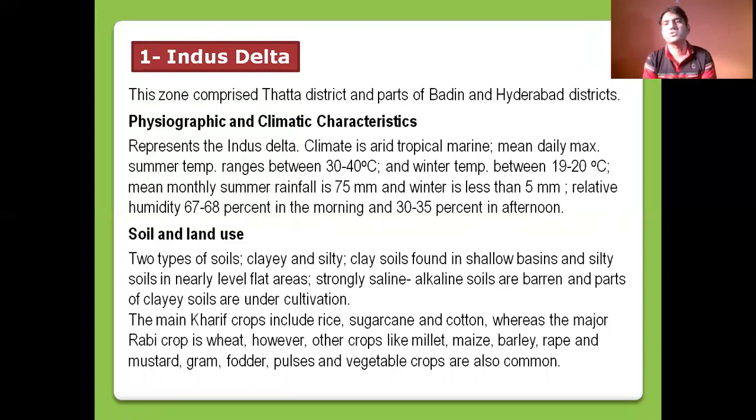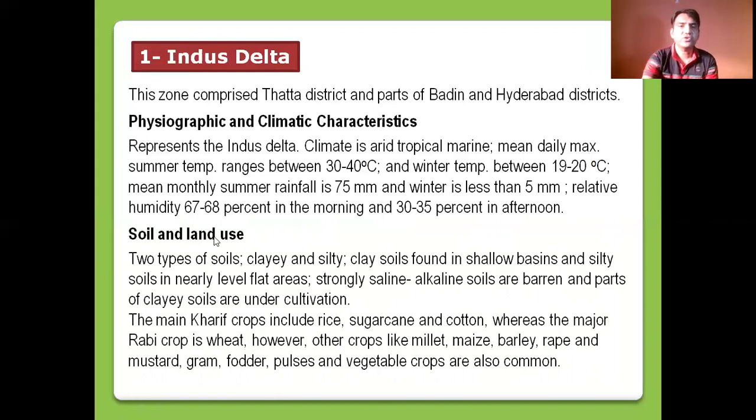At the same time we also see which crops are being produced. So the Indus Delta comprises Thatta district and parts of Badin and Hyderabad districts. So some parts of Hyderabad, Badin and Thatta district, they are based on, this is called the Indus Delta.